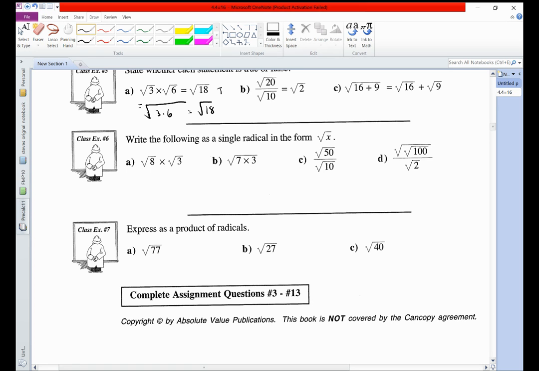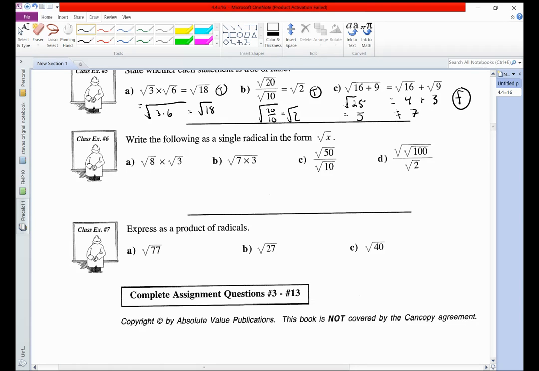The root of 20 over the root of 10, you can rewrite as the root of 20 over 10, and we know 20 over 10 is 2. So that's also true. And then the root of 16 plus 9 is split into the root of 16 plus the root of 9. That doesn't work, right? Because the root of 16 plus 9 is the root of 25, and the square root of 25 is 5. The root of 16 is 4. The root of 9 is 3. So that equals 7. So 5 doesn't equal 7, so this is false.